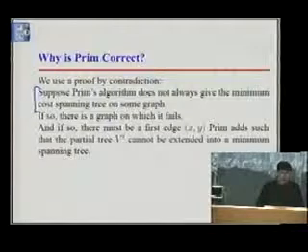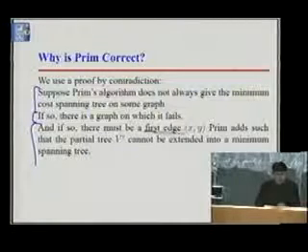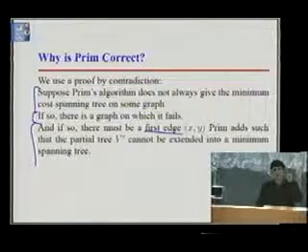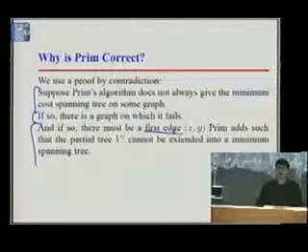Suppose Prim's algorithm was not right. If so, there is something it will fail. And if so, there will be a first edge that Prim's inserts such that we have lost it. Does everybody agree with that?